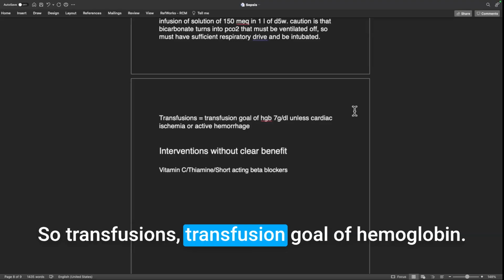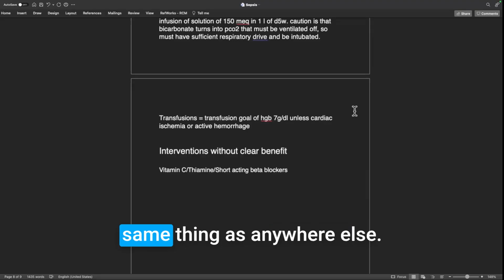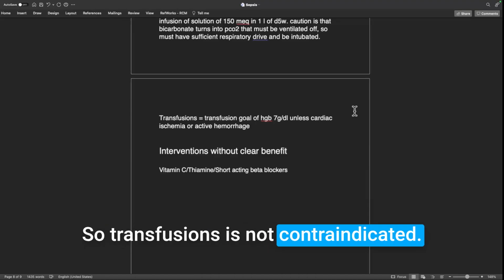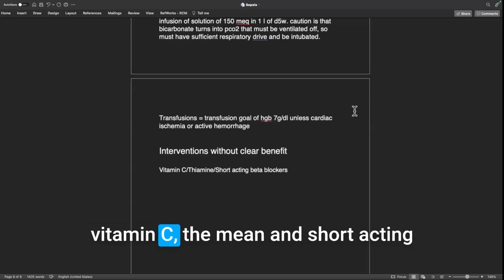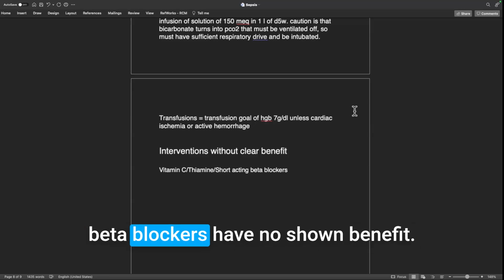Transfusion goal of hemoglobin is 7 grams per deciliter, the same as anywhere else, so transfusion is not contraindicated. Interventions without clear benefit: vitamin C, thiamine, and short-acting beta blockers have shown no benefit.